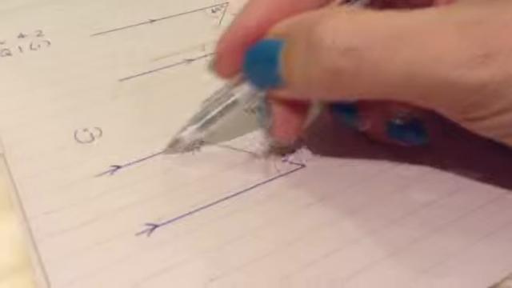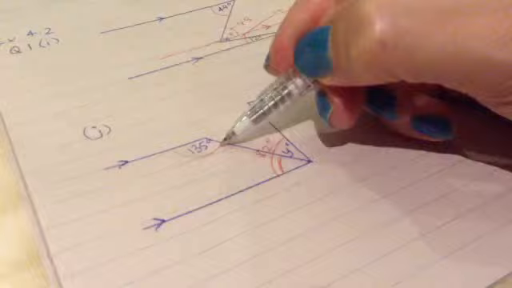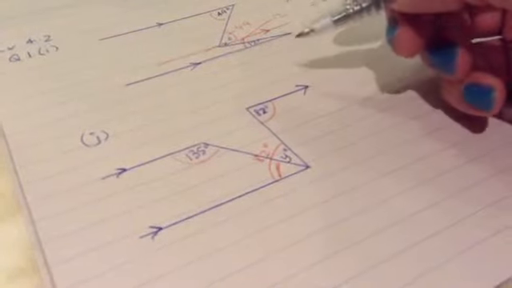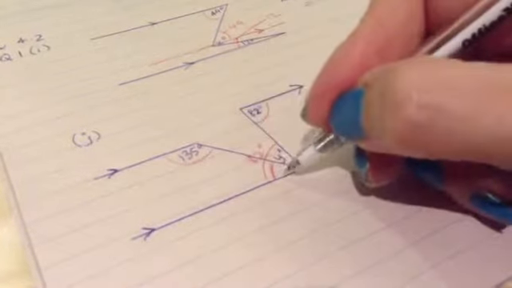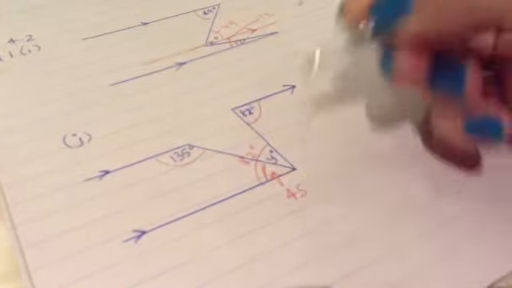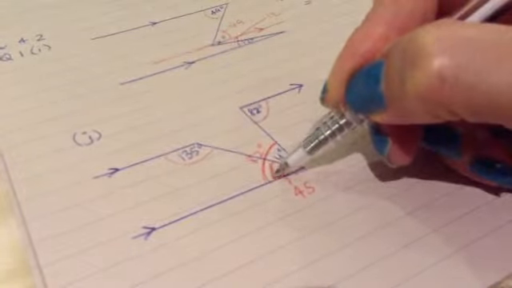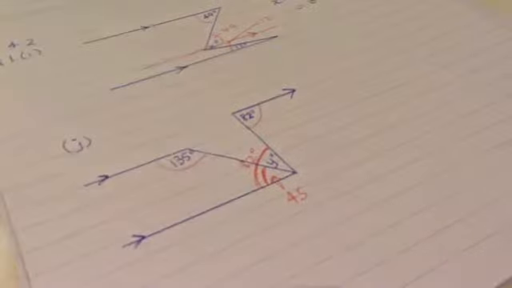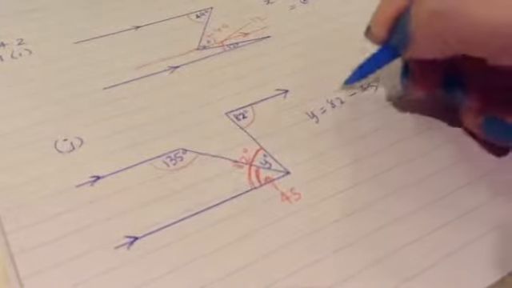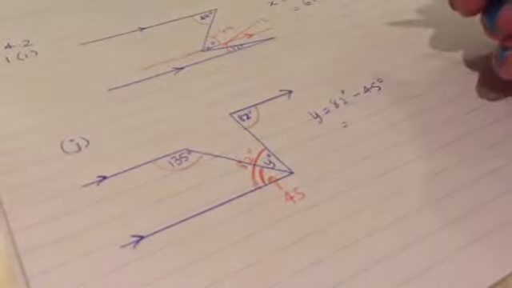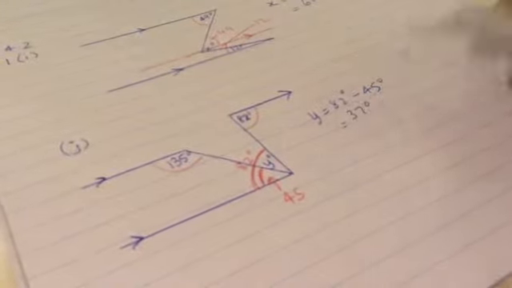So look at this parallel line and this one, and you'll find that this angle and this angle are co-interior. They add up to 180. So 180 minus 135 will give you 45 in here. The whole angle is 82. We're going to take away this angle here to get y. So y is equal to 82 minus 45, and that will give us 37 degrees.